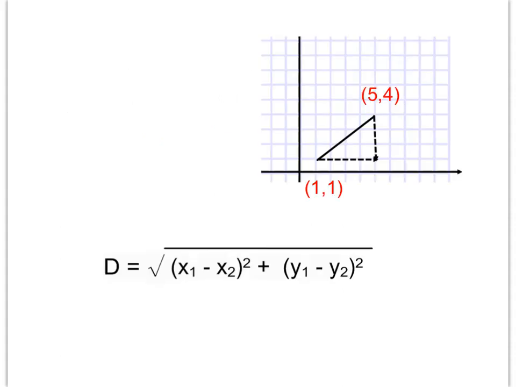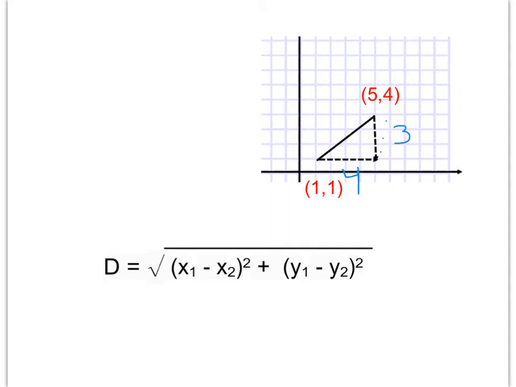Let's say I want to find the distance from this ordered pair right here, which is (1, 1), and this ordered pair right here, which is (5, 4). Before I even look at the distance formula, I'm going to draw a dotted line right here and a dotted line right here, thus making a right triangle. I'm going to count 1, 2, 3, 4. I have 4 spaces right there on the horizontal. I'm going to put a 4 right here. And I'm going to count the spaces on the vertical: 1, 2, 3. I have 3 spaces right there.